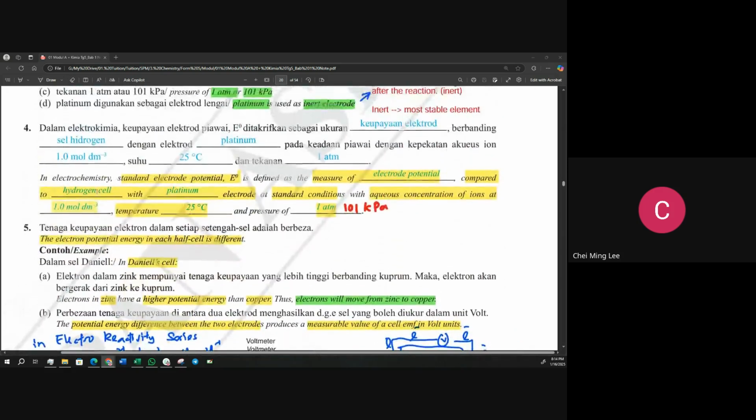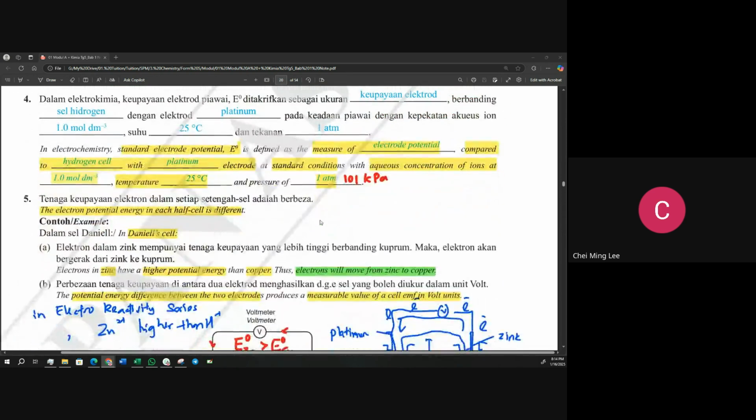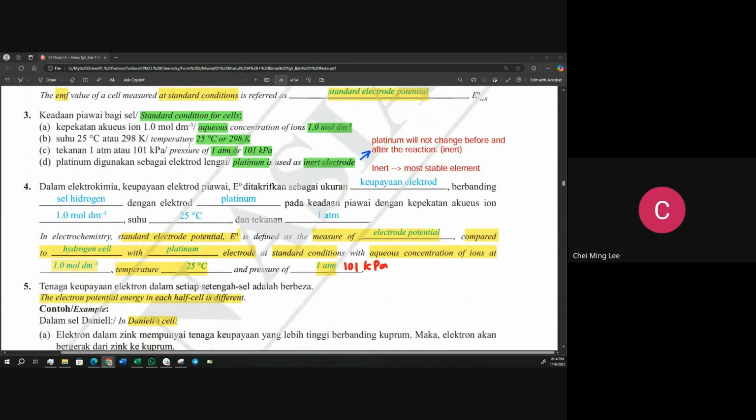Now, in electrochemistry, we said standard electrode potential E naught is defined as the measure of electrode potential compared to the hydrogen cell with platinum electrode at standard condition, with the aqueous concentration of ion at 1.0 mole per dm cube, temperature of 25 degrees, with a pressure of 1 atm or 101 kilopascal. This is the one under standard condition.